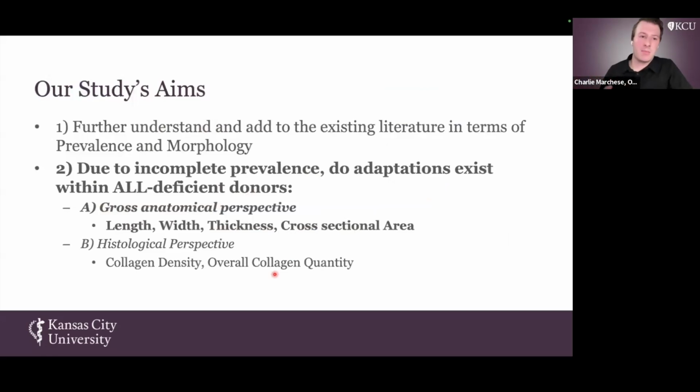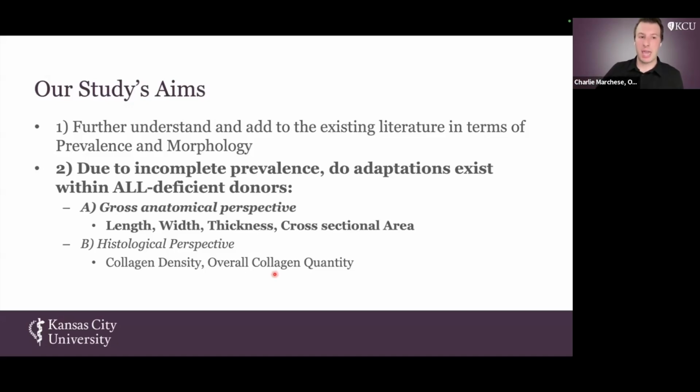The second study's aims really is where the novelty of this project lies, right? The first study, nothing is new there. We were just trying to see if the results in our lab matched previously known and previously completed studies. But now the second aims, 2A and 2B, are really where the novelty lies within this project.